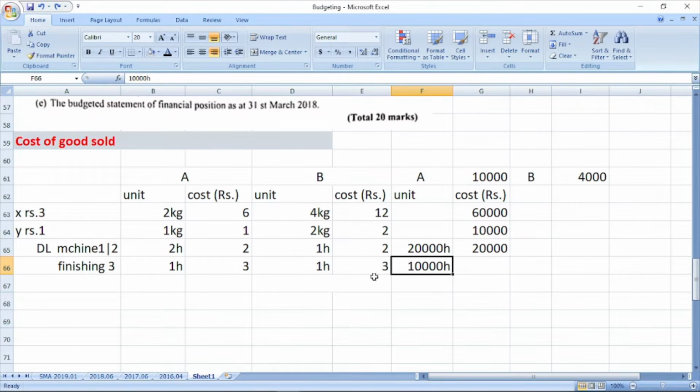And for producing 1 A we need 1 hour in the finishing department. For 1 into 10,000, it is 10,000 hours we need to produce 10,000 A product. And the cost per hour is 3 into 10,000, it is 30,000.